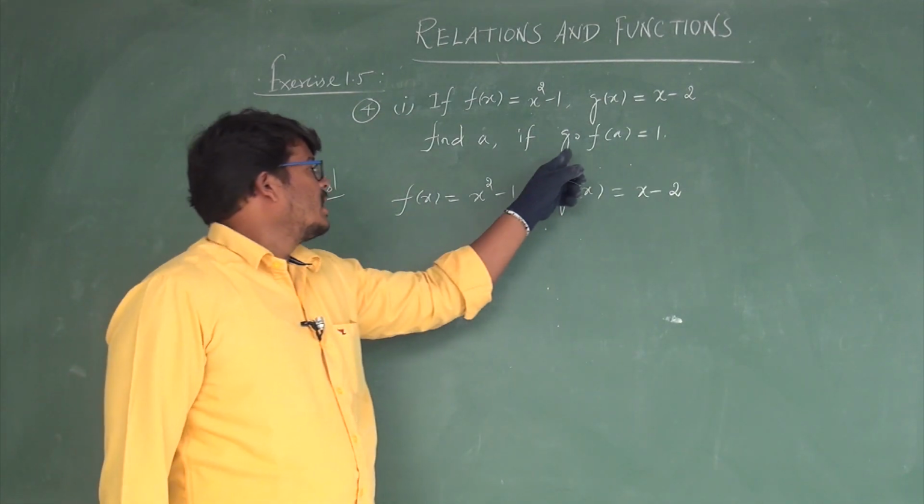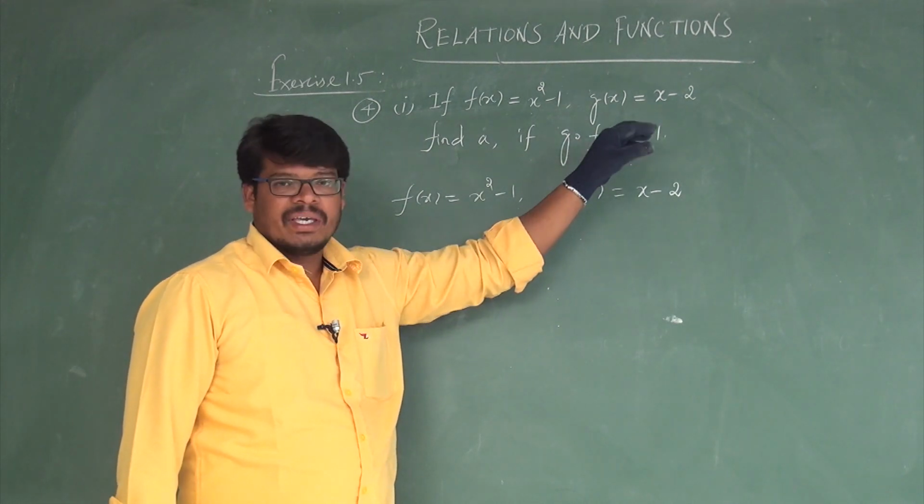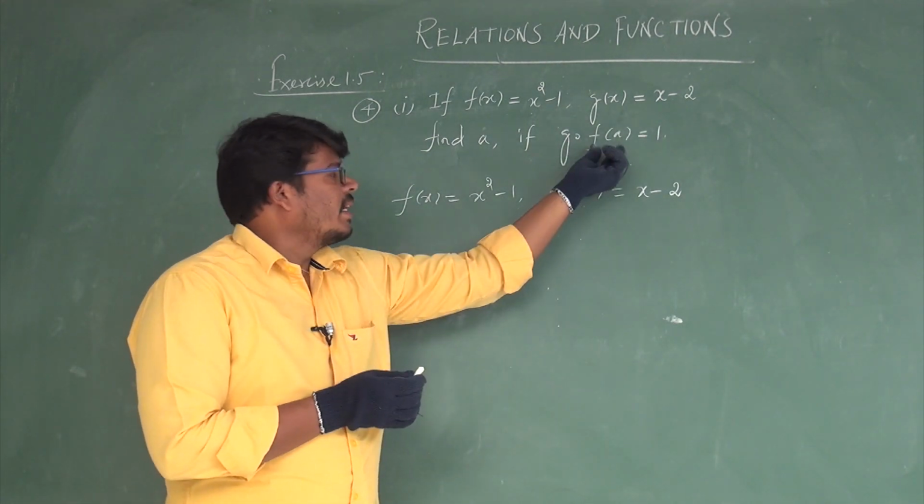Now find g dot f of a equal to 1, the given condition. First, now find f of a.